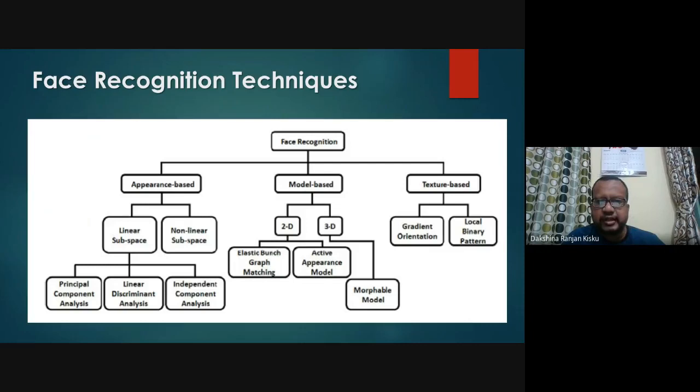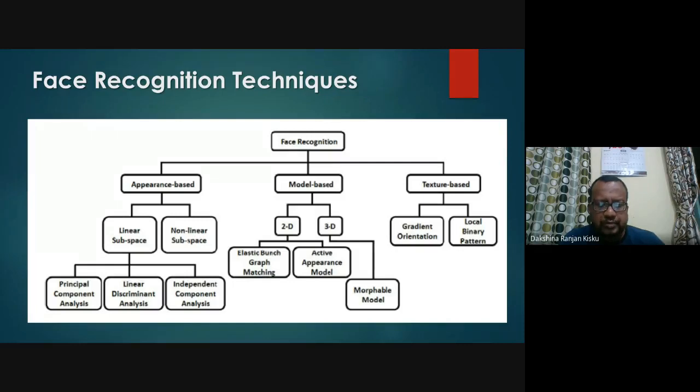Now what different face recognition techniques are available? I have put this diagram, which is available in the Anil K. Jain book. There are many different classifications available, but I follow this one because I think it is a very standard classification of face recognition techniques. Many other face recognition techniques are classified according to different perspectives, but I will discuss all the face recognition techniques based on this classification. Here face recognition approaches are divided into three groups: appearance-based approaches, model-based approaches, and texture-based approaches.